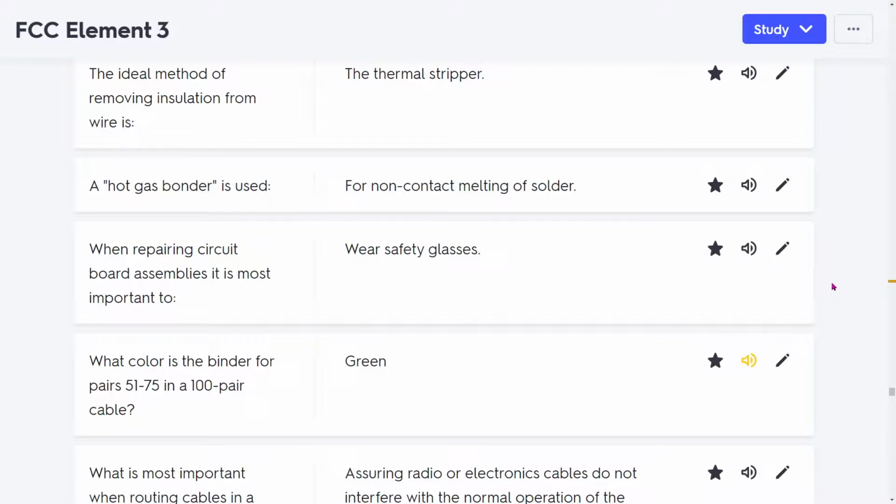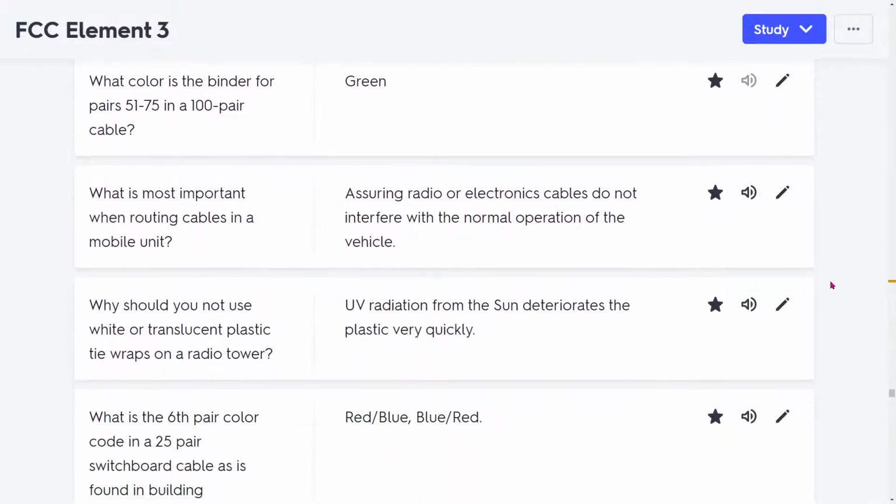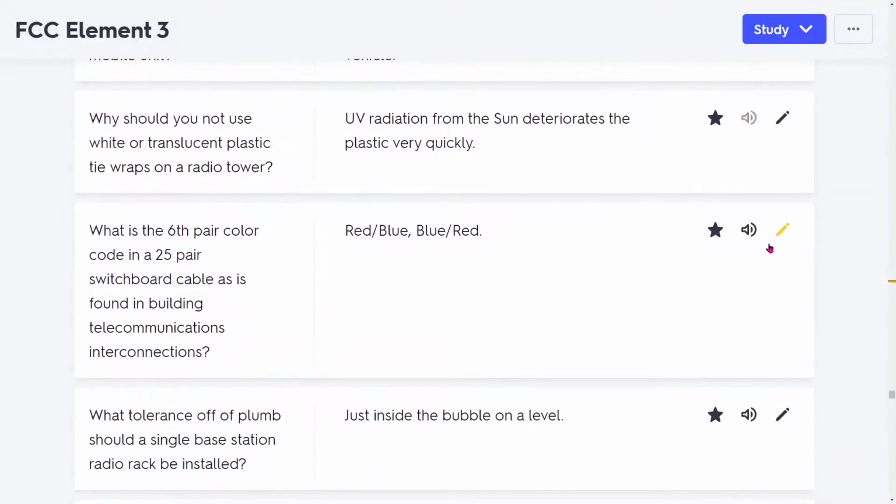What color is the binder for pairs 51 to 75 in a 100 pair cable? Green. What is most important when routing cables in a mobile unit? Assuring radio or electronics cables do not interfere with the normal operation of the vehicle. Why should you not use white or translucent plastic tie wraps on a radio tower? UV radiation from the sun deteriorates the plastic very quickly.